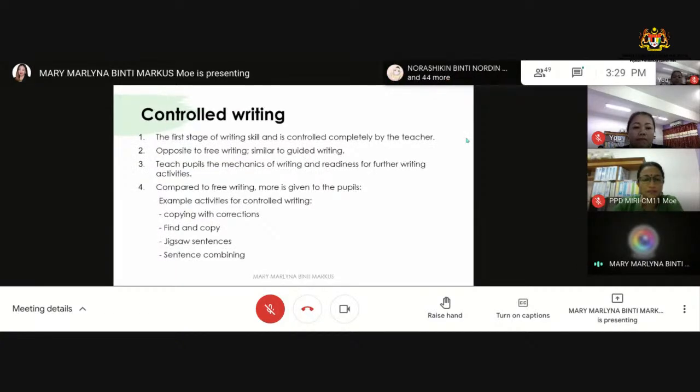The first one, controlled writing, is the first stage of writing skill, and it is controlled completely by the teacher. It's the opposite of free writing, a bit similar to guided writing. I'll show you the similarity later. Controlled writing is to teach pupils the mechanics of writing and readiness for further writing activities. Compared to free writing, a bit more information is given to the pupils. Examples of activities for controlled writing are copying with corrections, find and copy, jigsaw sentences, and sentence combining.